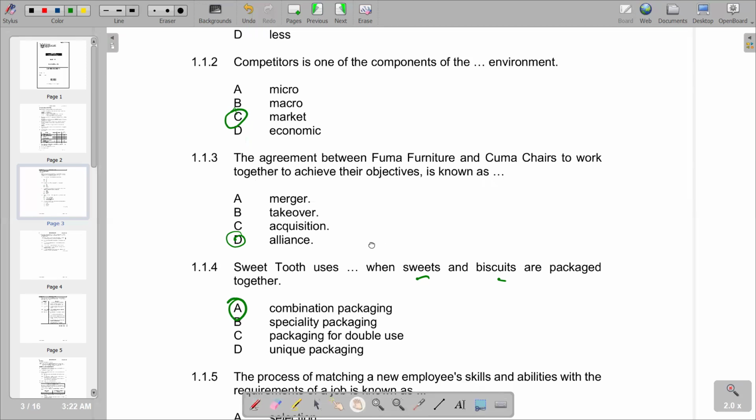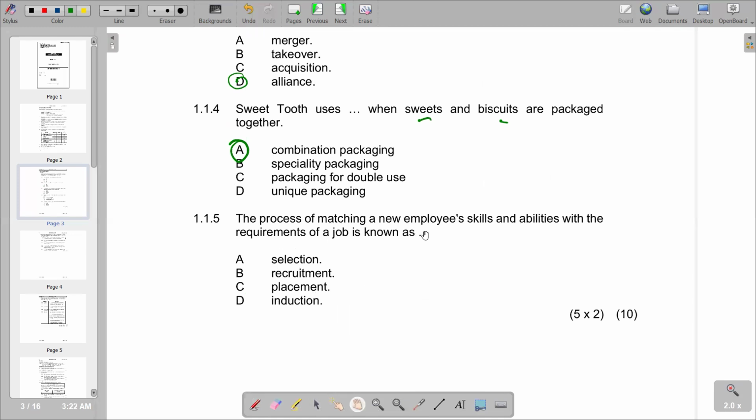So going to the next question. The process of matching a new employee's skills and abilities with the requirements of a job is known as: selection, recruitment, placement, and induction. In such a scenario, we have placement as the correct answer, that is job placement. Job placement is the act of placing a candidate in a job that aligns with their qualifications. We can also align the skills and experience. That's the explanation we have in terms of job placement, and the explanation you are given there matches that explanation of job placement. So we have C.